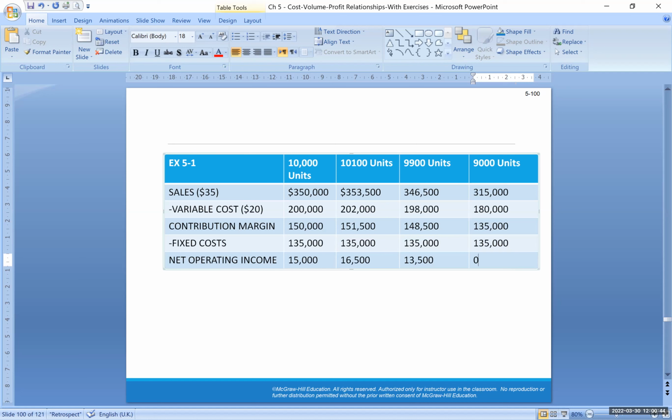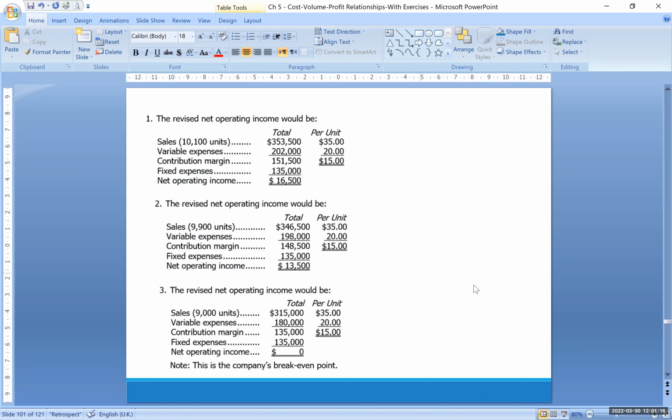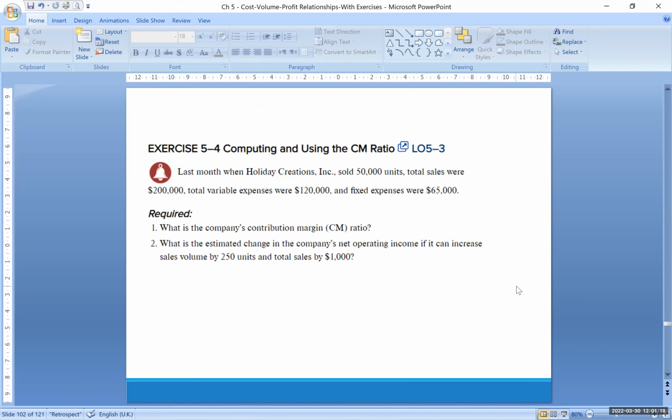So be careful that we have a break even for the 9,000 units, which means if we sell 9,000, then our revenues will cover our costs. So the net operating income will be 0. This was the solution for the first question, 5-1. Let's do 5-4.